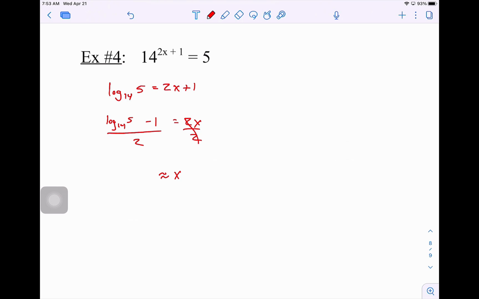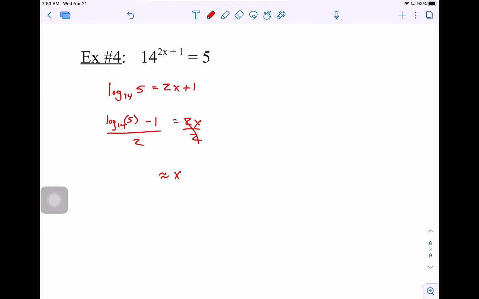Just make sure, by the way, when you type this into the calculator, that the minus 1 is not in the parentheses. You're not taking the log of the minus 1. You basically have log base 14 of 5, then you're subtracting 1, then dividing by 2. And ultimately, what do you get, approximately? What do you get for an answer? I think it's negative something, if I remember right.